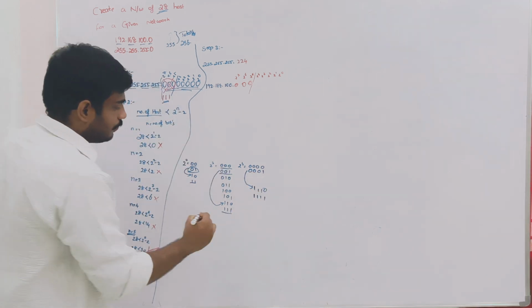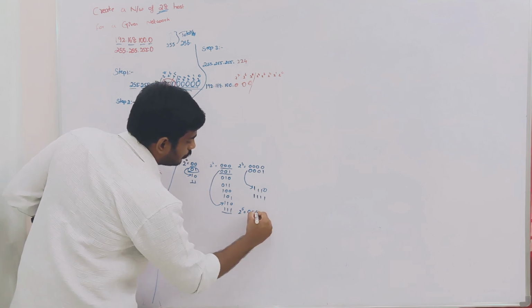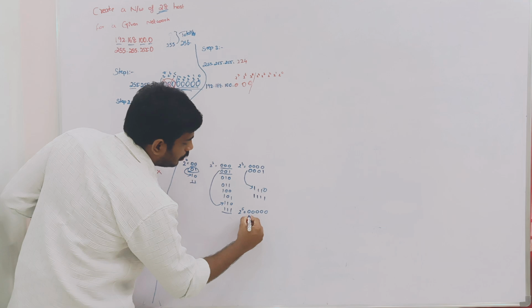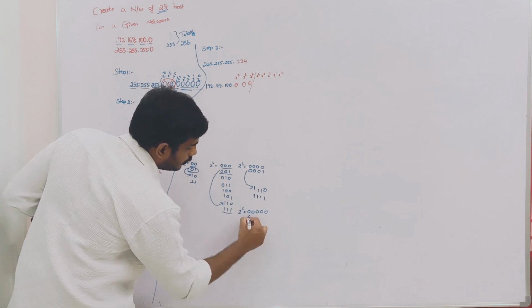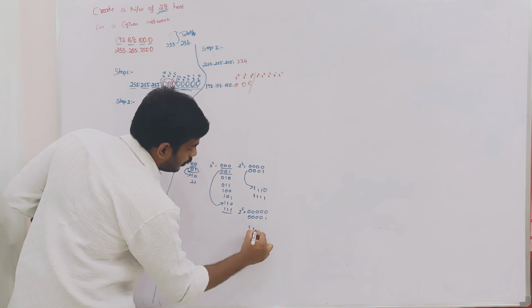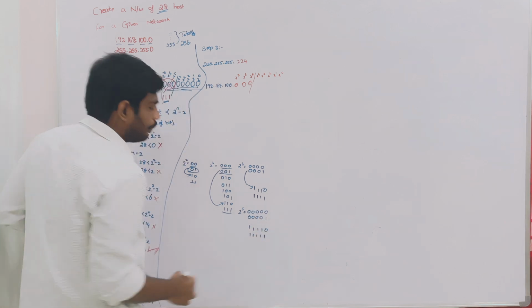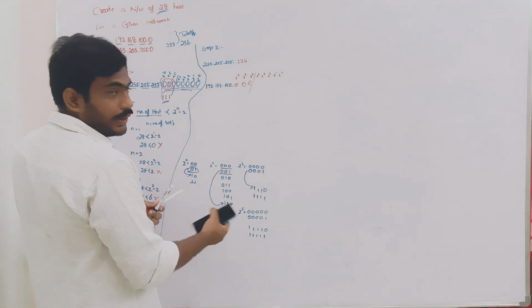If you take 2 power 5, it will also be the same: 0, 0, 0, 0, 0, and ends with 1, 1, 1, 1, 1. The first one is 0, 0, 0, 0, 1 and it ends with 1, 1, 1, 1, 0. Okay, now I will tell you why I wrote that.